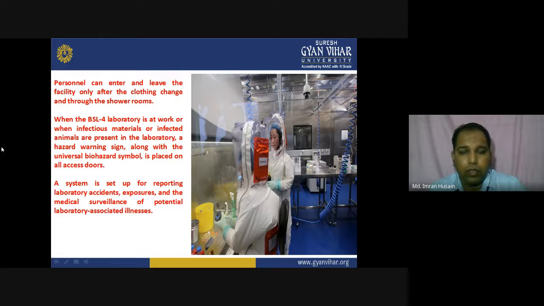When the BSL-4 laboratory is at work, or when infectious material or infectious animals are present in the laboratory, a hazard warning sign along with the universal biohazard symbol is placed on all access doors. Everyone should be aware of what kinds of dangerous experimentation are going on. A system is set up for reporting laboratory accidents, exposures, and medical surveillance of potential laboratory-associated illness.